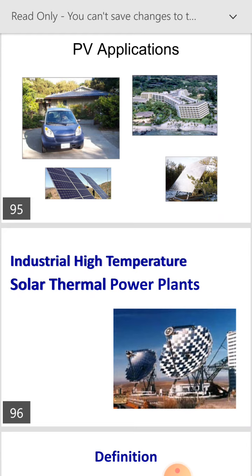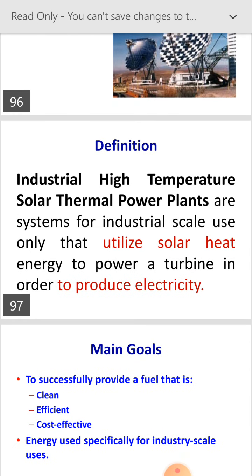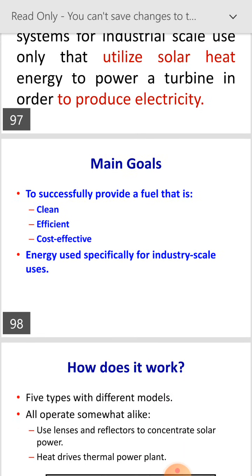Industrial high temperature solar thermal power plant. In this figure, we have shown an industrial high temperature solar thermal power plant. Definition: industrial high temperature solar thermal power plants are systems for industrial scale use only that utilize solar heat energy to power a turbine in order to produce electricity. Main goal: to successfully provide a fuel that is clean, efficient, cost effective energy, specifically for industrial scale users.